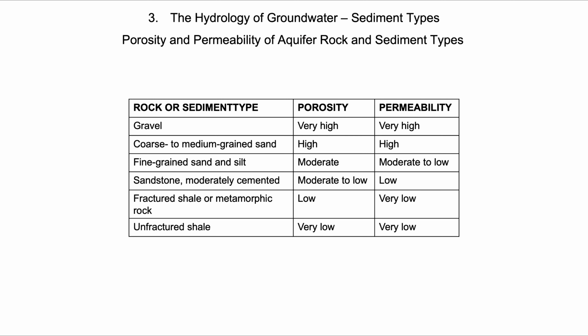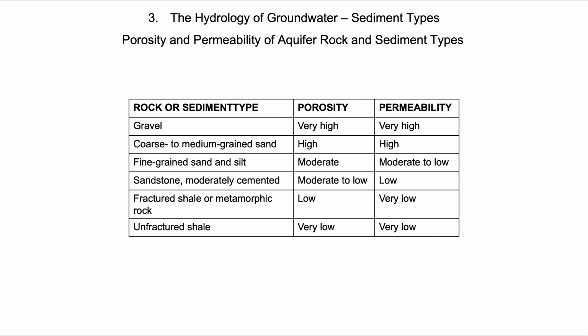To categorize these here as rock or sediment type, which is not one word, versus porosity and permeability. Gravel, large, blocky, angular chunks, very high porosity, very high permeability. Coarse to medium grain sand, high porosity, high permeability again. Now, as we're getting into finer and finer grain material, those grains start to block the passageways. They block the pore space.